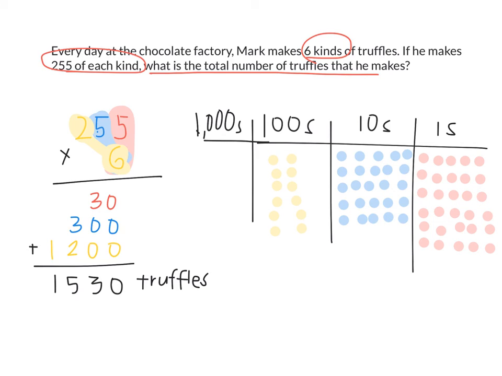To sum it up, today we learned 2 different methods for multiplying numbers. What do we call this one on the left? Partial products, which is modeled using the place value chart and place value discs. Very good.